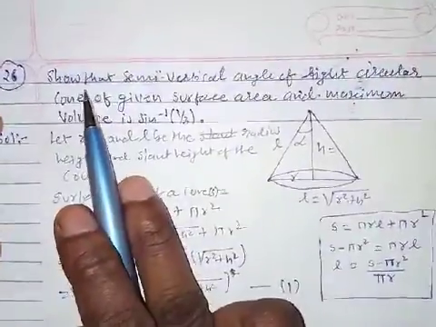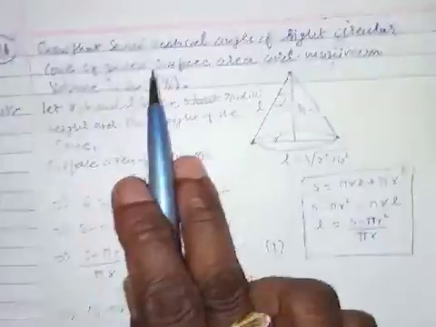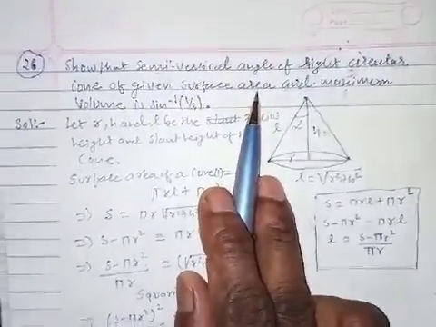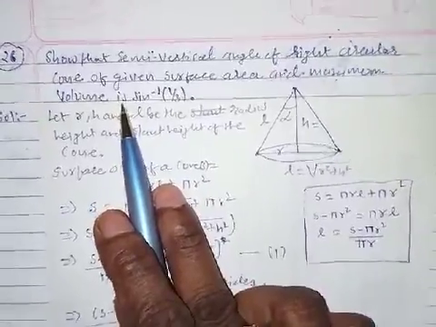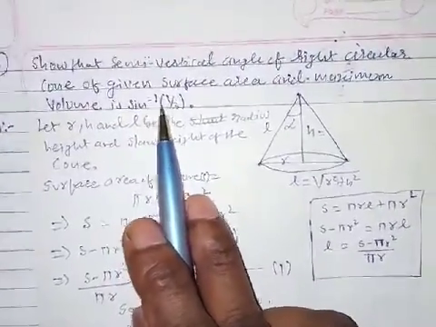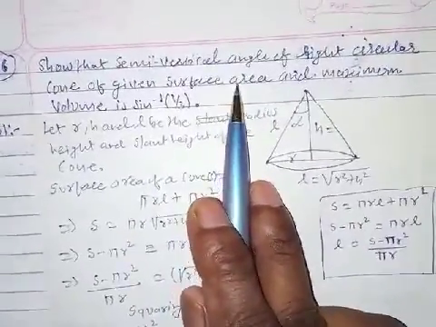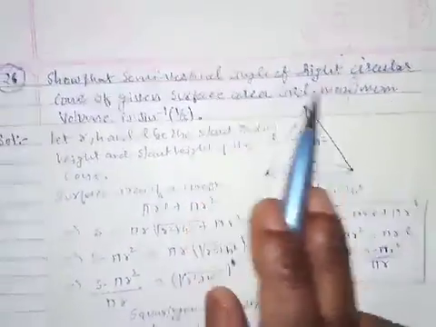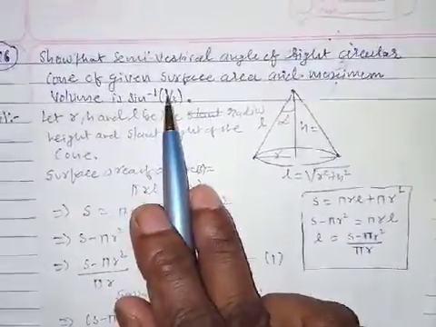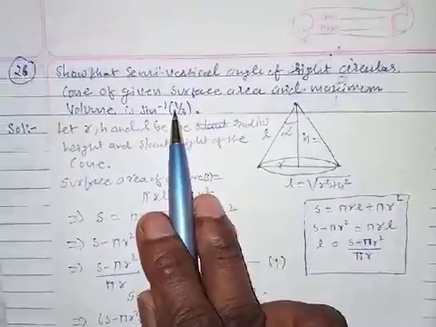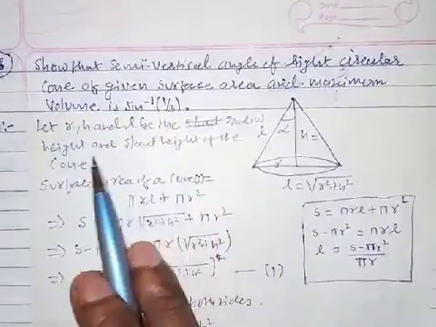So question: the semi-vertical angle of a right circular cone of given surface area, now surface area is given, and volume maximum is sine inverse 1 by 3. We have to take surface area first. From there you find out the value of H, substitute in the volume and prove that it is maximum, then you go for sine. Is it? That is the way you have to do it. Here surface area is given.